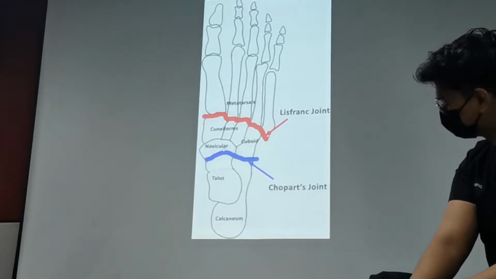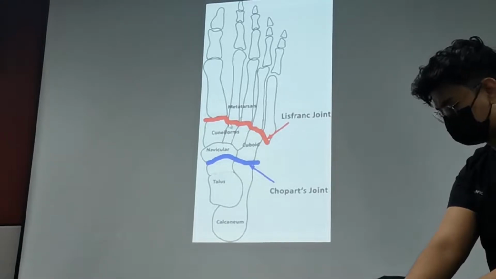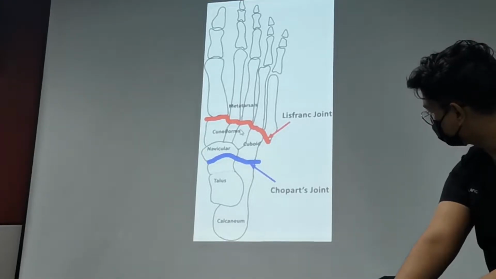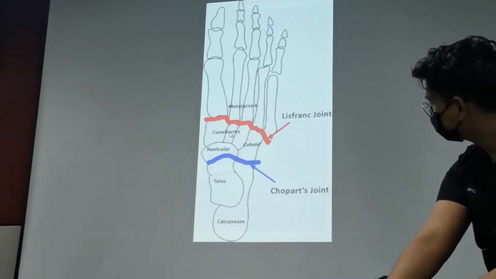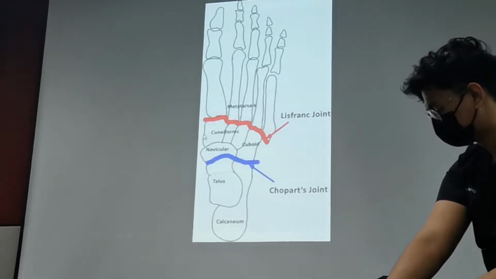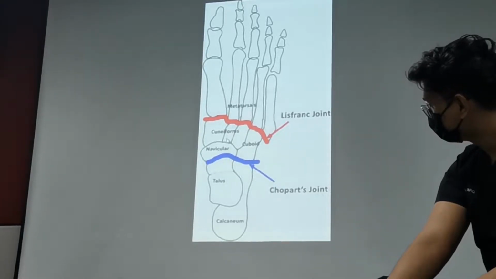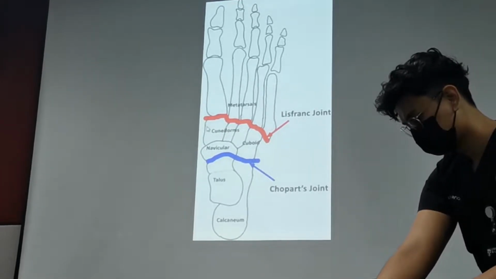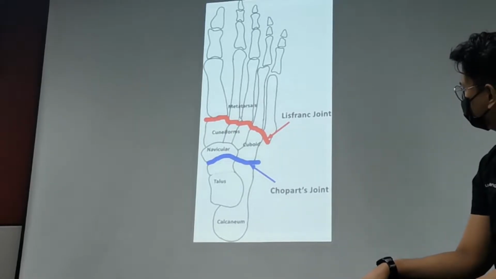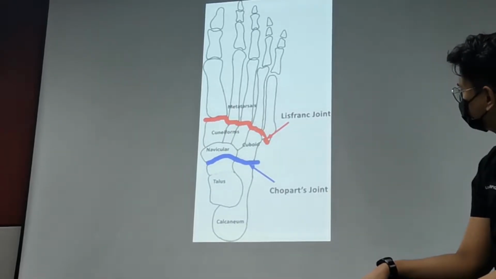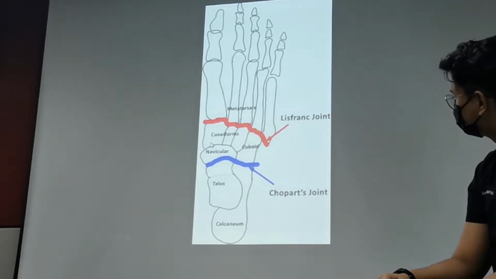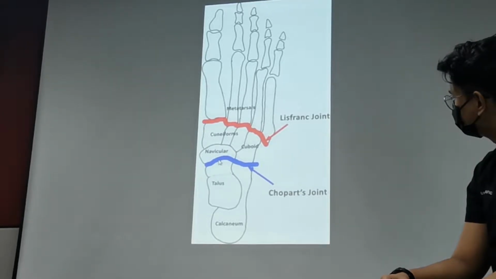And then you have 5 smaller tarsal bones. Your navicular, and there are 3 cuneiforms: medial, middle or intermediate, and lateral cuneiform, and your cuboid. Each cuneiform will articulate with 1 metatarsal, but the cuboid articulates with 2 metatarsals. The 3 cuneiforms articulate with the navicular, which in turn articulates with the talus at the talo-navicular joint.